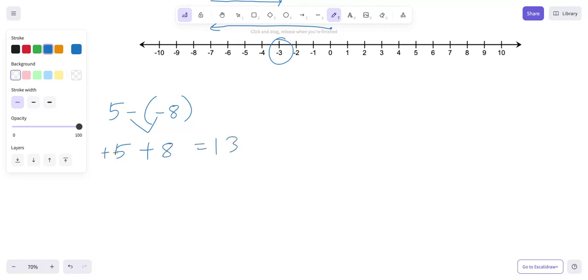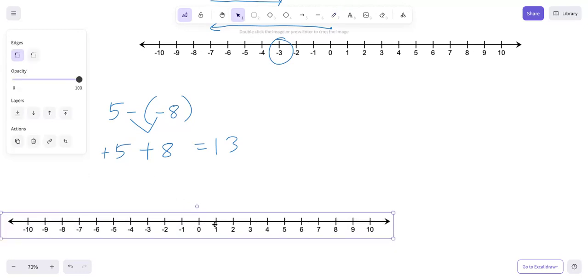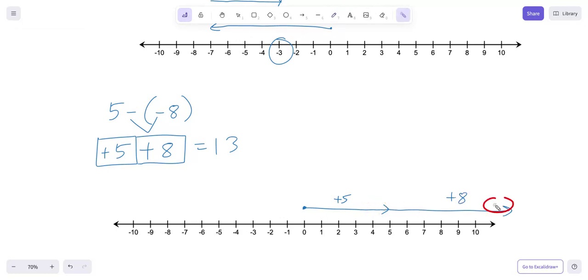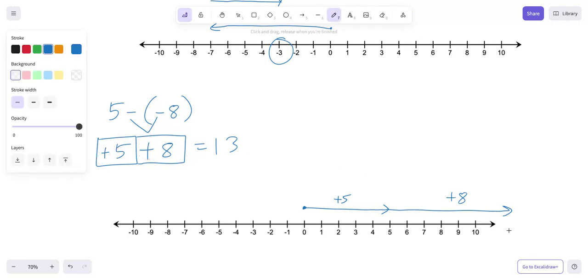But if we were to do the number line way, we would start at 0, go 5 to the right, like so, positive 5. Right, this is positive 5, and then we go positive 8, 8 more to the right, which would be all the way here. So same direction, right? Arrows are going the same direction, so we add, or if you look at the signs, they are the same, so we add. 5 plus 8 is 13.